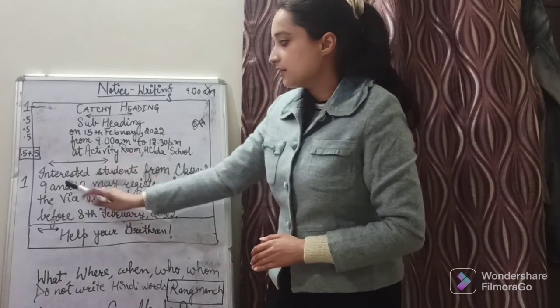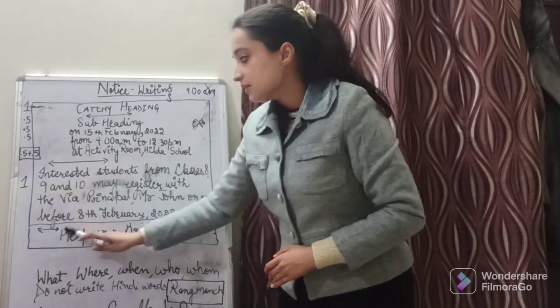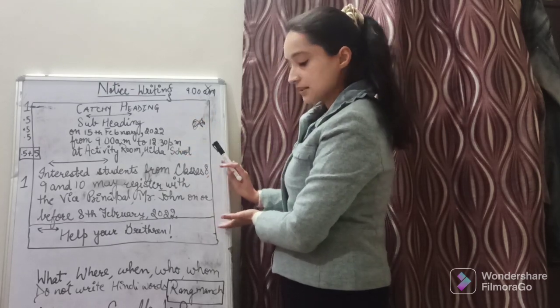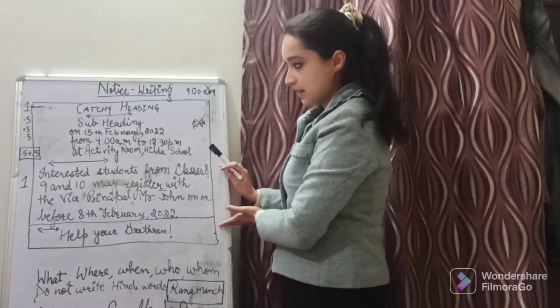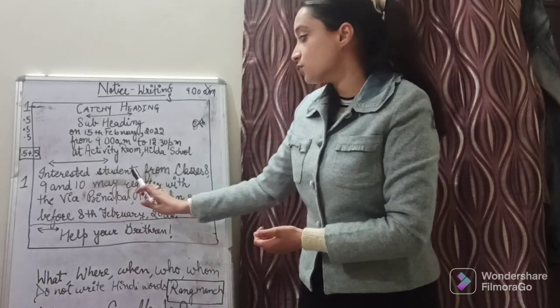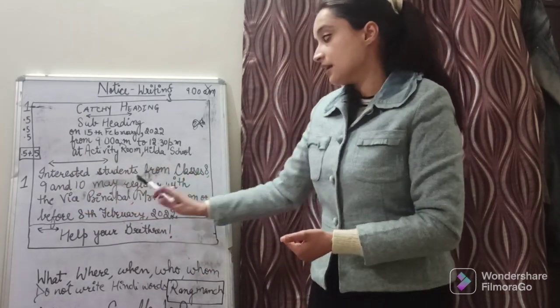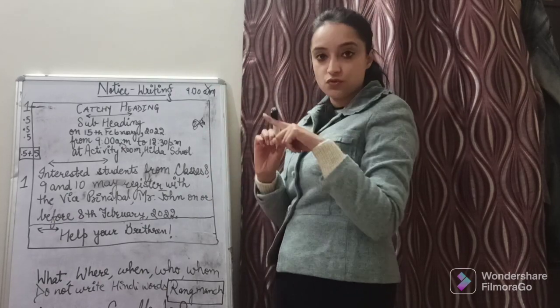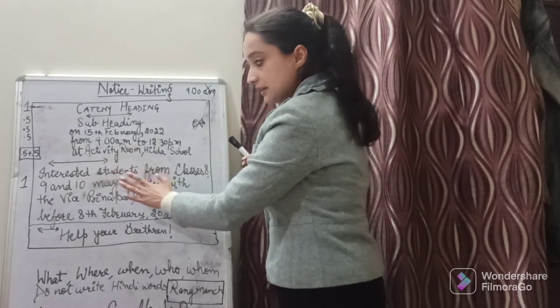Then you leave a line, you write this line in which you give extra information. You do not repeat the same things here. Please remember that. You write interested students from classes 8, 9 and 10. Now when you write classes, do not write 8th. If you write TH, this is wrong. Ensure you write 8, 9 and 10.